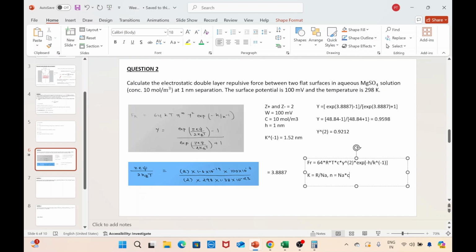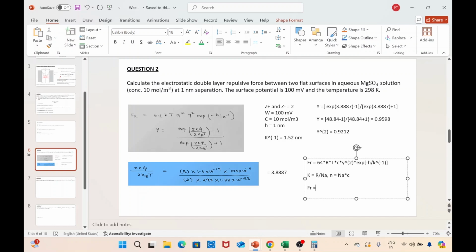So if you just substitute this in this equation inside this box, then your Na will get cancelled, and what you will be left out with is this R and C, that is your universal gas constant and concentration of the MgSO4 solution that you are considering here. So that's how I wrote the equation as 64 RTC gamma square exponent of minus H by kappa inverse.